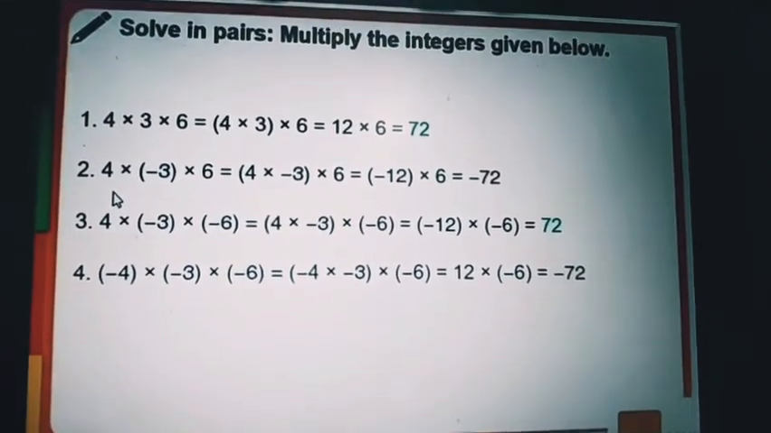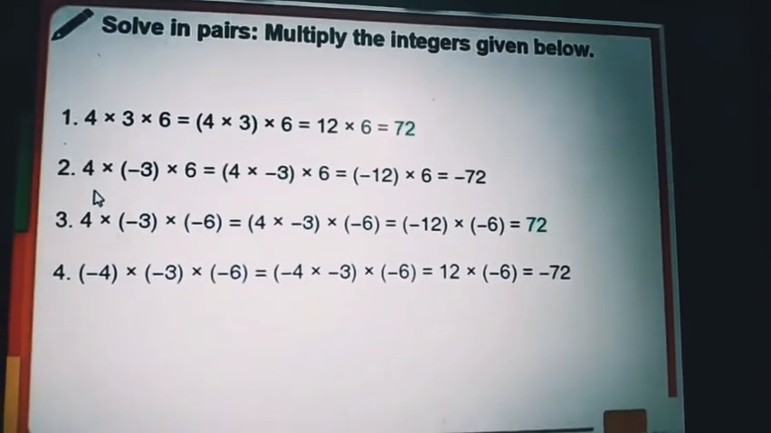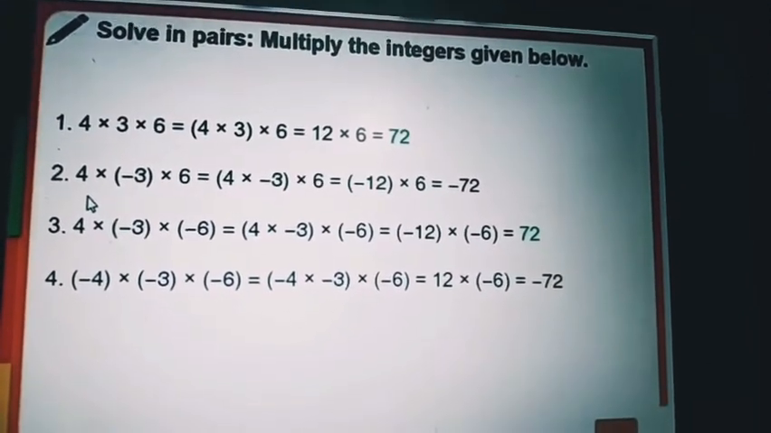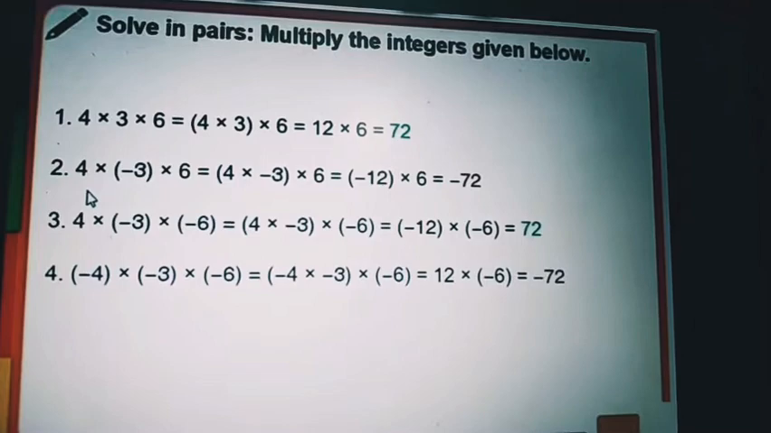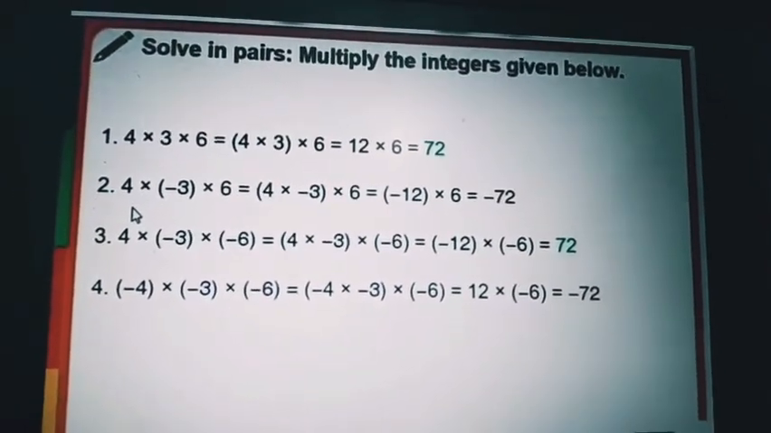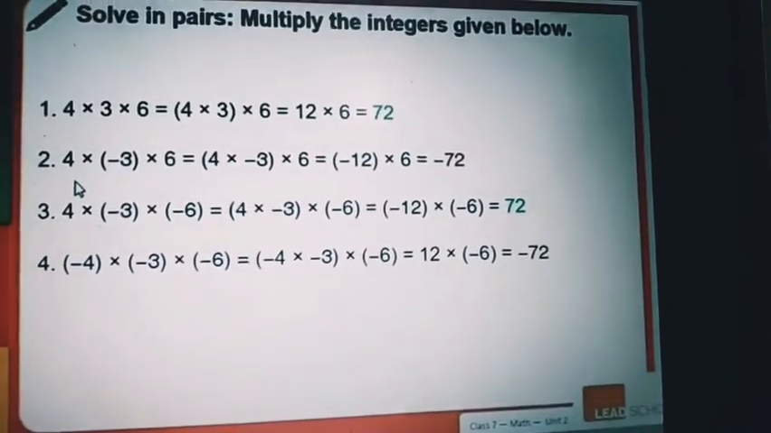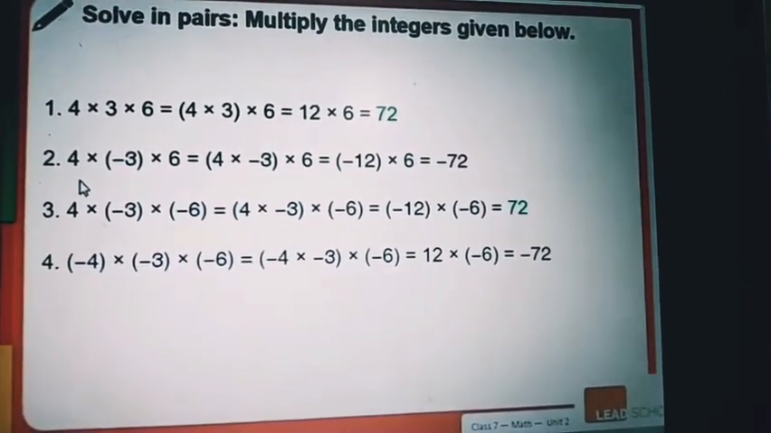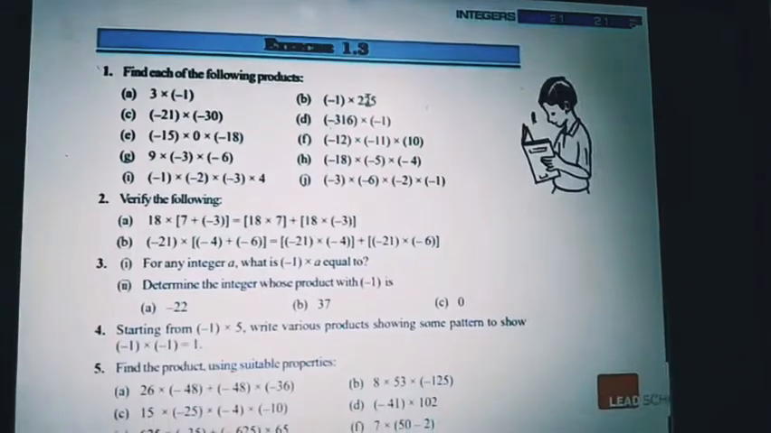But the last one, all three are negative. So minus into minus will be plus. Plus into minus, again it is minus. So the answer is minus 72. Hope you understood. I have given the example on all four cases.